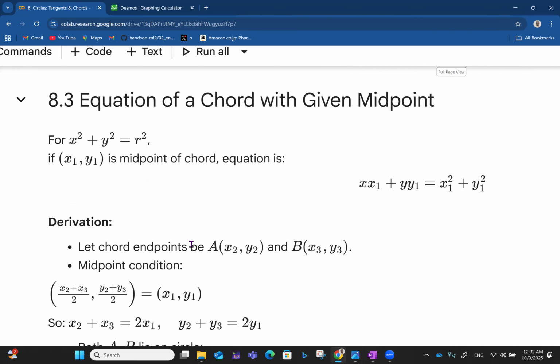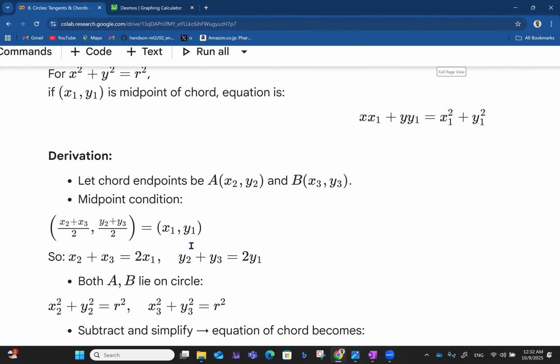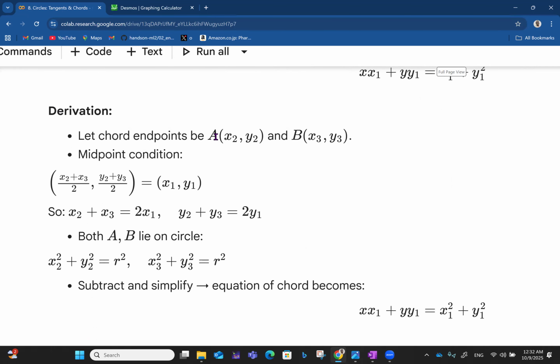So the derivation is such that we let the chord endpoints be A(x2, y2) and B(x3, y3). The midpoint condition, of course, is simply (x2 plus x3) over 2, (y2 plus y3) over 2, which we can call (x1, y1).